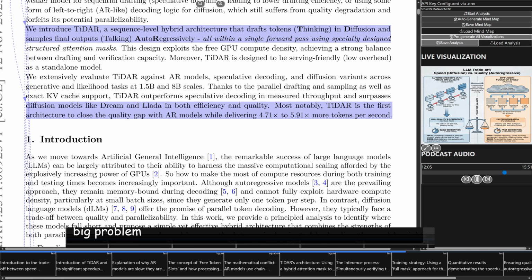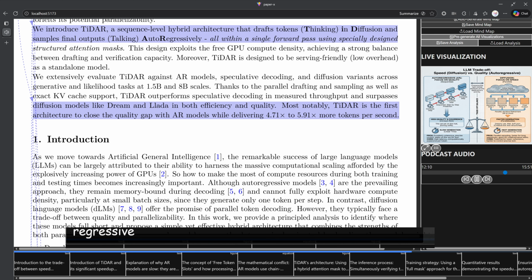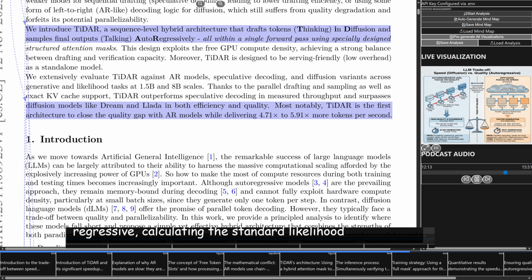Now, a big problem with older parallel models was just benchmarking them. Since they weren't strictly autoregressive, calculating the standard likelihood, the true measure of prediction quality, was super tricky. Does TiDAR solve that? It does, and this is a massive advantage. Because TiDAR's architecture natively supports the PR mode with its causal attention mask, it can calculate the standard autoregressive likelihood instantly, just like a pure AR model. So it's directly and cleanly comparable on benchmarks like MMLU or common sense reasoning. No more complex, debated approximation methods needed. Exactly. It's both fast and natively benchmarkable against the slowest, highest quality models out there.